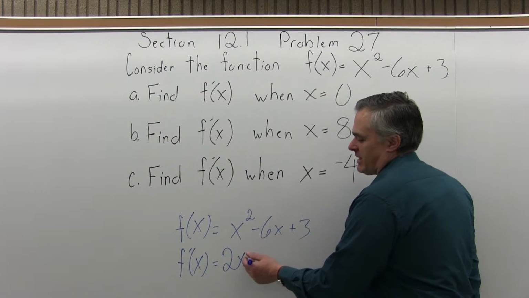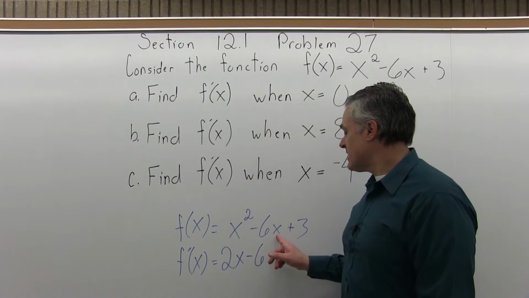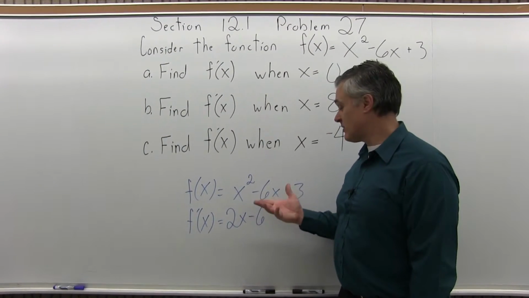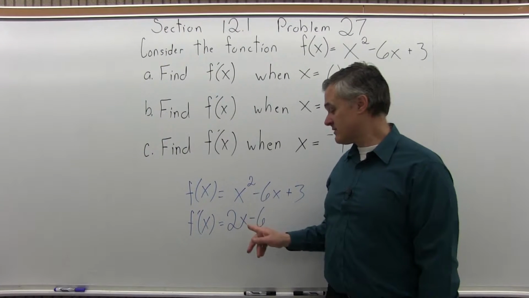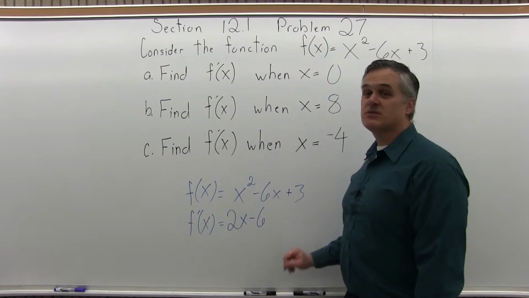The piece in the middle, minus 6x, the derivative is minus 6. And this is one of those cases where if you have an x to the first, the derivative is just simply the number in front. And that's what we have here. We have an x to the first. The derivative is the number in front. The number in front is a negative 6. There it is. And the last piece, plus 3.